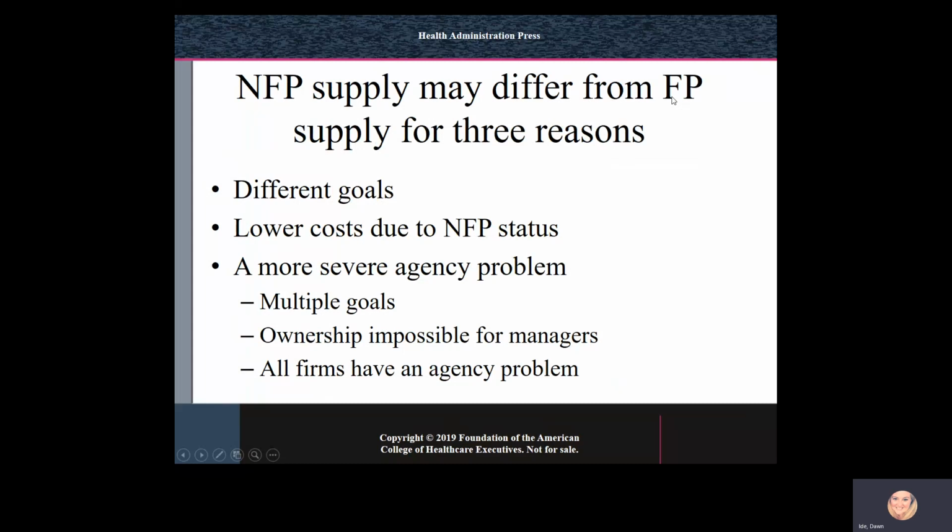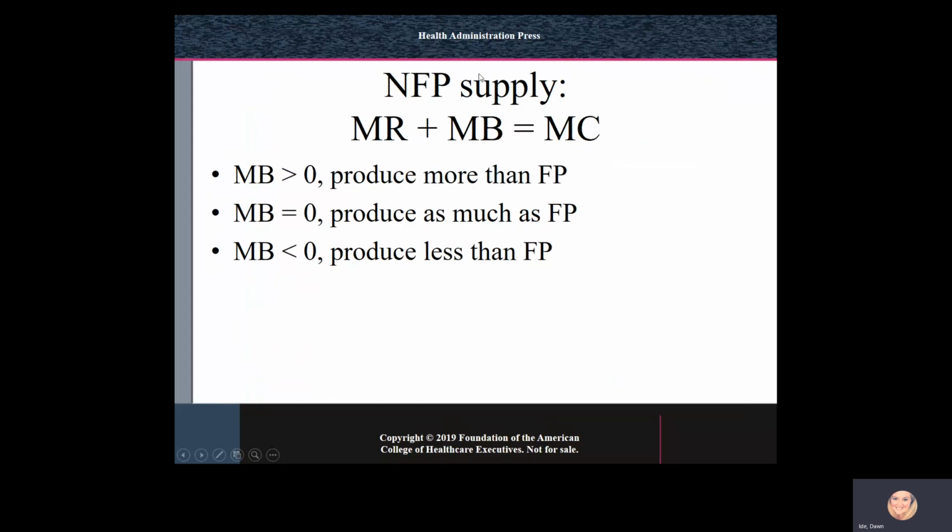Not-for-profit supply may differ from for-profit supply for 3 reasons. They have different goals. They have lower costs due to their not-for-profit status. Don't forget, the only difference between for-profit and not-for-profit is that not-for-profit are tax exempt in a lot of areas. A more severe agency problem, multiple goals, ownership impossible for managers. All firms have an agency problem. Okay. The not-for-profit supply, MR plus MB equals MC.